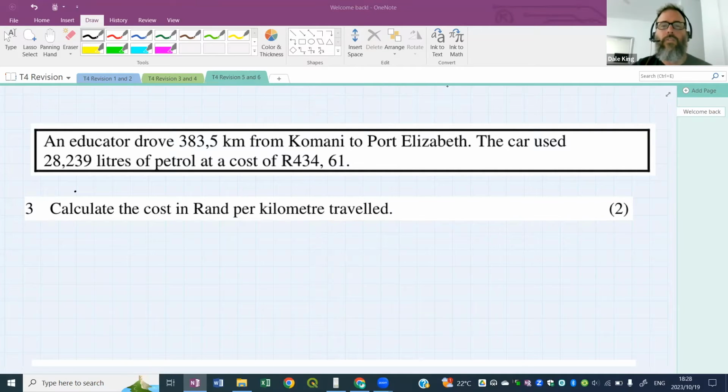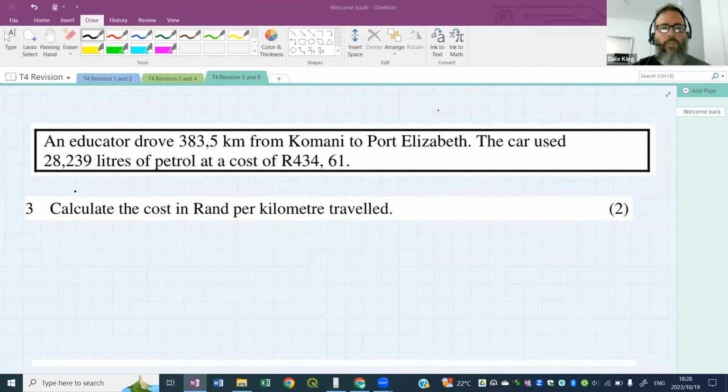All right, a lot of different answers, which is interesting to see. What is the rand per kilometer cost? Yes, Charles, thanks for the method. Good job. All right, let's do it.